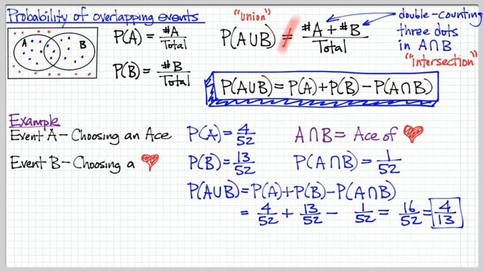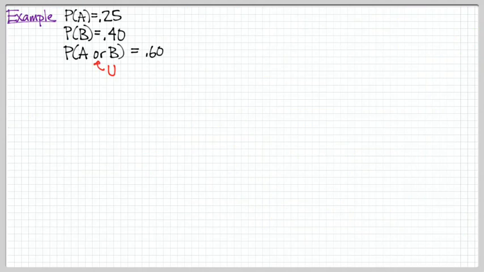So we've looked at how to calculate probability in the case of disjoint sets and overlapping events. Here's an example where we can just calculate, without even mentioning what A and B are about. Suppose we're given this kind of information. Probability of A is 0.25. Probability of B is 0.4. The probability of A or B, which we can consider as the union of A and B, is 0.6. Let's try to find the probability of the intersection of A and B.